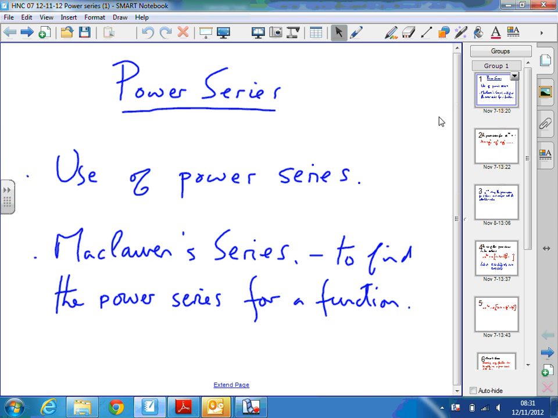Today then, we'll look at power series, and the use of power series, which is how we can expand a function into a series of terms, and the more terms we add, the more accurate the answer is.